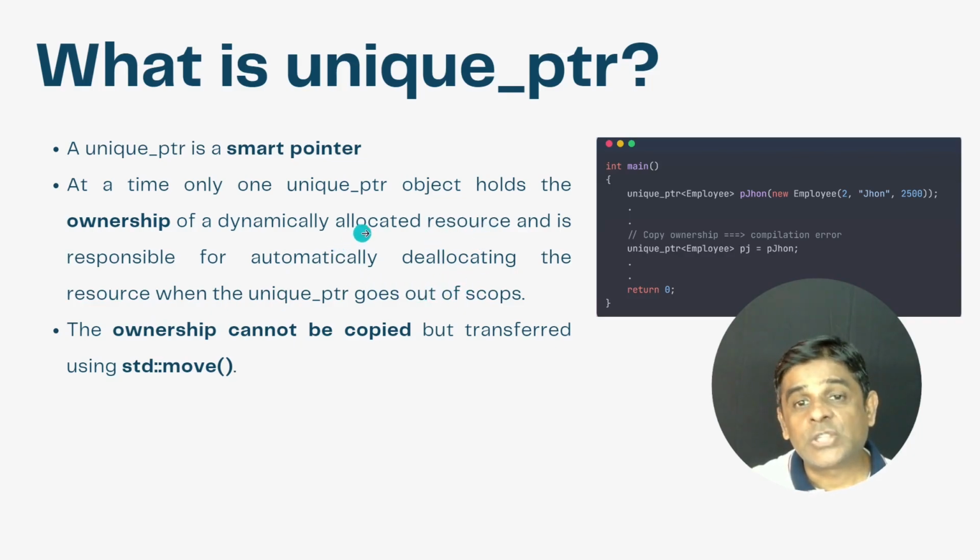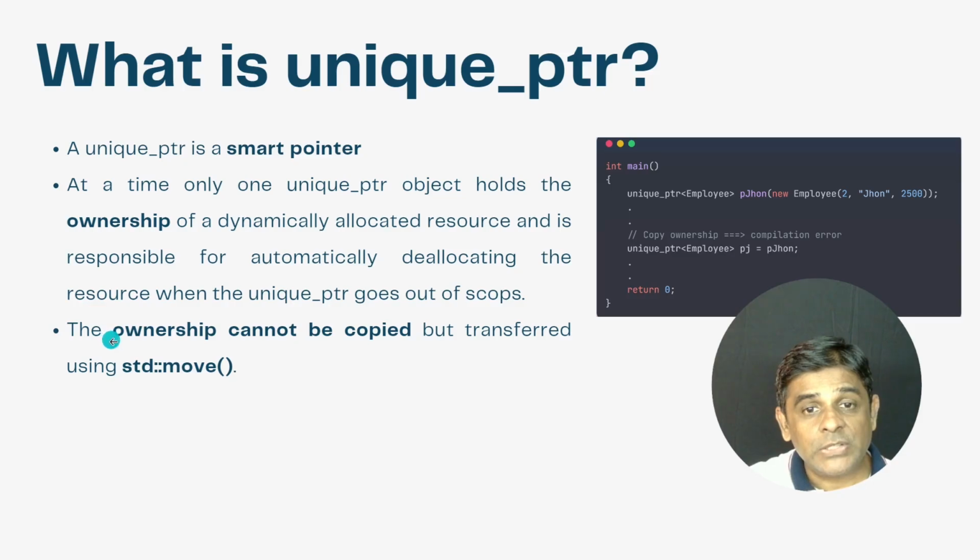Let's understand this statement with the help of this example. So in this main we create an object of unique pointer. This unique pointer holds a memory reference of this employee. Now when this pjohn object goes out of scope, it will automatically deallocate the memory.